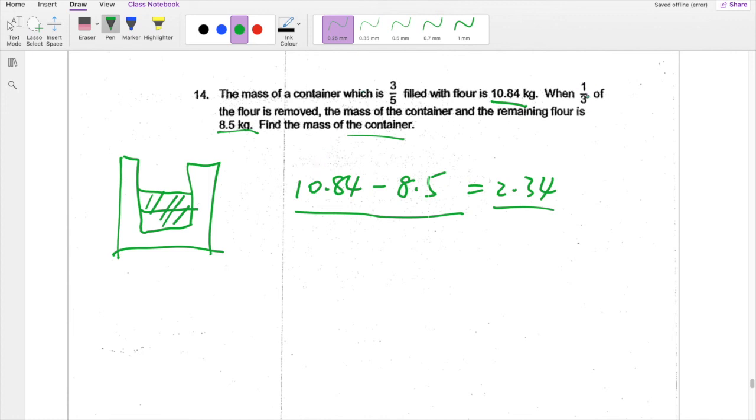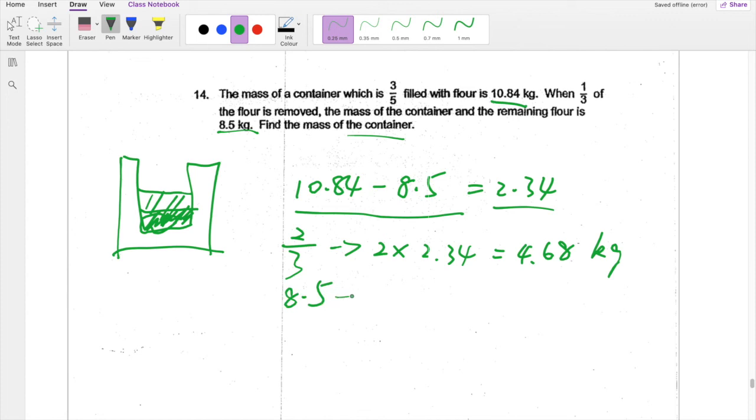So after 1/3 is removed, there are still 2/3 contained here, right? So this equals 2 times 2.34, which is 4.68 kg, right? Then we know the container can be calculated as the total weight minus the flour weight, which is 10.84 minus 4.68. This is equal to 3.82 kg. Right?